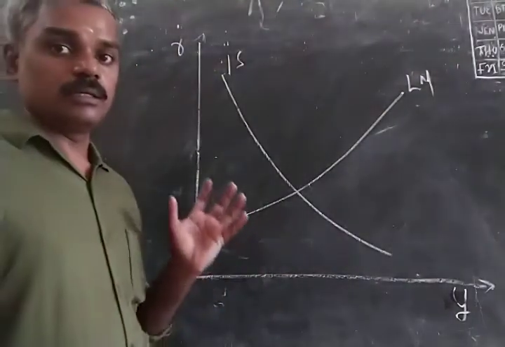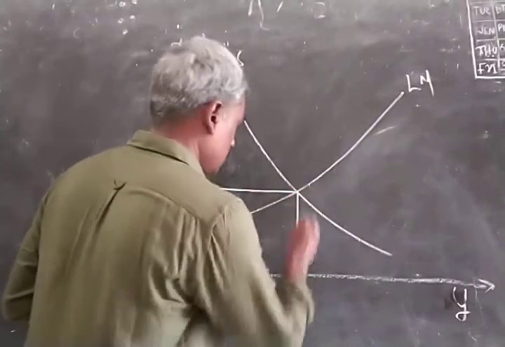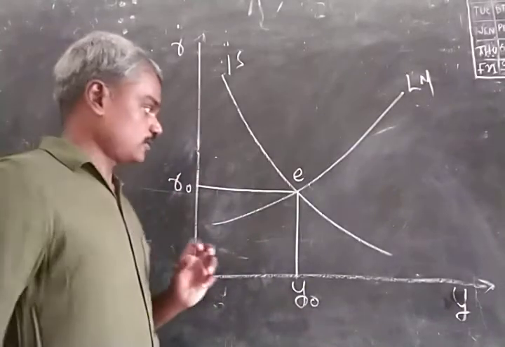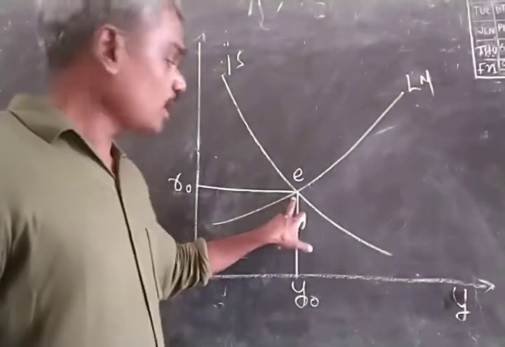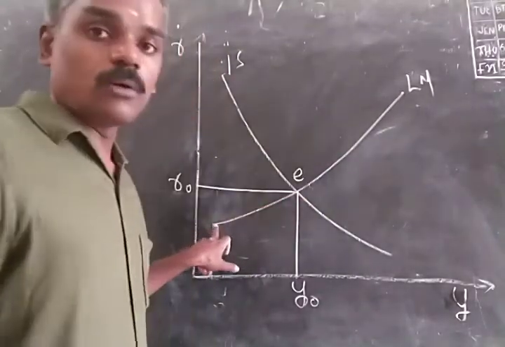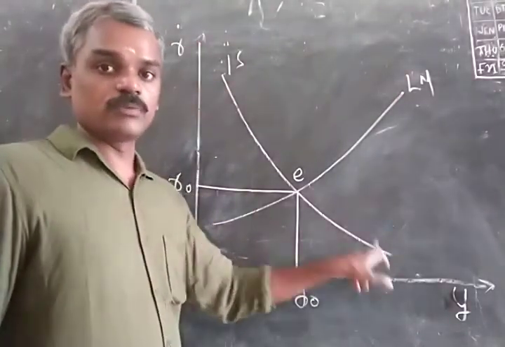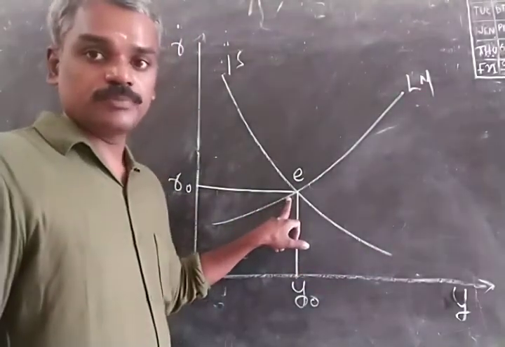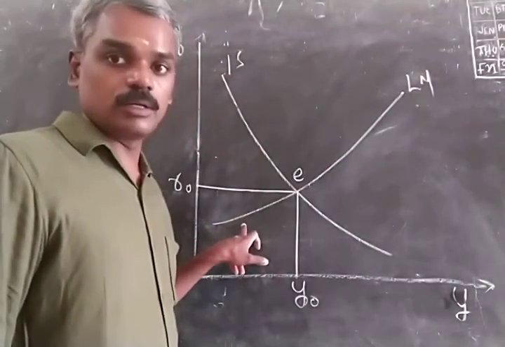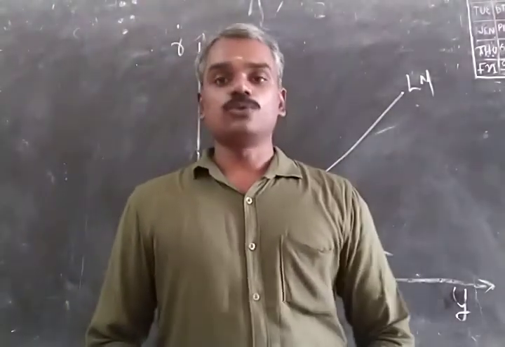Income and interest rate, demand for money and supply of money are in equilibrium. And the equilibrium of the economy is defined by the intersection of the goods market and the money market. At this point, income is determined as Y0 and interest rate is determined as R0. So at this point E, the money market and goods market are in equilibrium. Along the LM curve, only the money market is in equilibrium, and along the IS curve, only the goods market is in equilibrium. We only have one unique point at which both the goods market as well as the money market are in equilibrium. It is given by point E. So this is the equilibrium in a two-sector model.